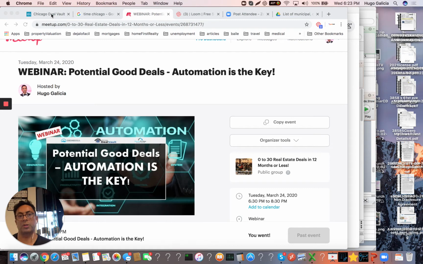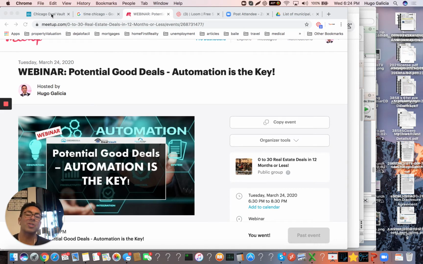Now, the next question is, where do you find these great deals and how do you automate this process? Okay, so what we're going to be focusing on is off-market deals. So these are deals that are technically not for sale. They are off-market. So we're going to be talking about bank-owned properties. So these are properties that the bank has foreclosed on.